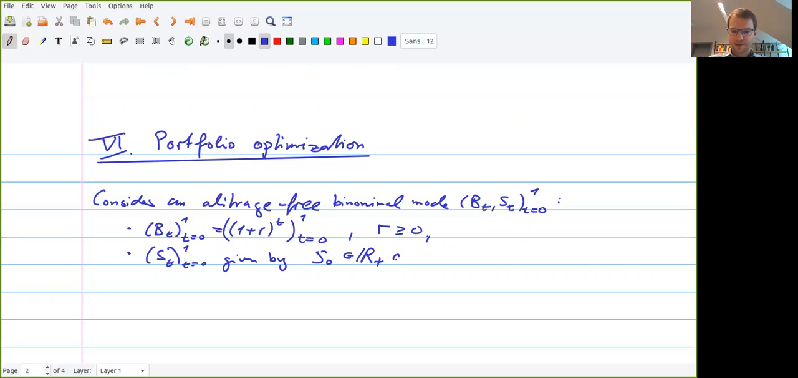So what is the price at time 1? Time 1 is the future, so it's a random object defined as usual by either you go up with the factor u or you go down with the factor d. And this, of course, depends on the random outcome in our sample space.